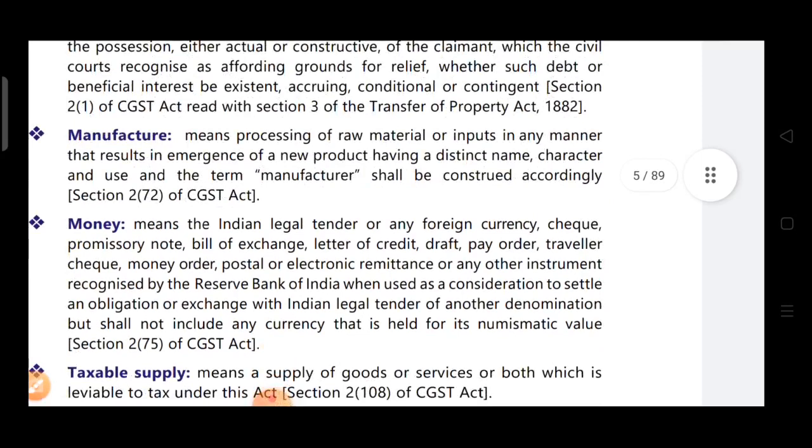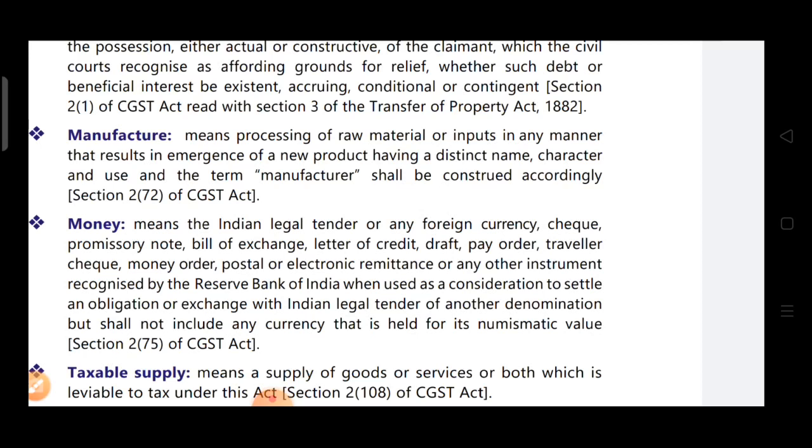Now money. Money means Indian legal tender or any foreign currency, cheque, promissory note, bill of exchange, letter of credit, draft, pay order, traveller cheque, money order, postal or electronic remittance, or any other instrument recognized by the Reserve Bank of India when used as a consideration to settle an obligation or exchange with Indian legal tender of another denomination, but shall not include any currency that is held for its numismatic value.